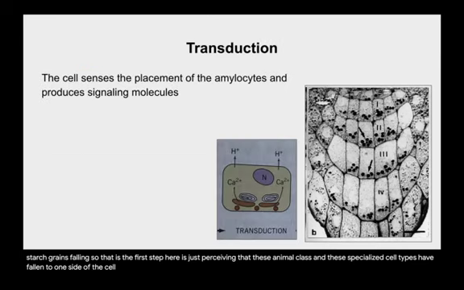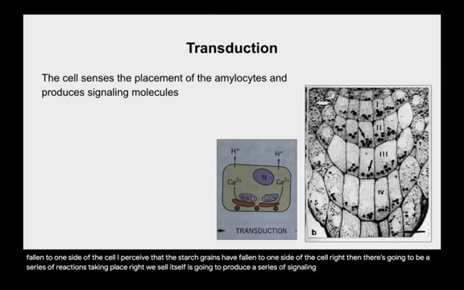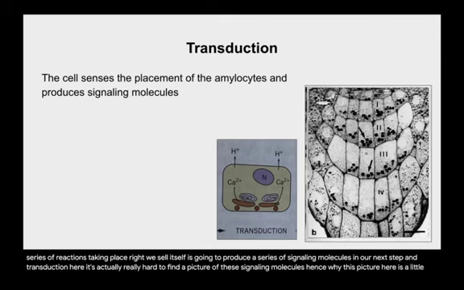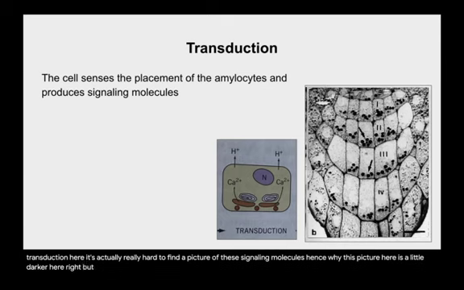Once they perceive that these starch grains have fallen to one side of the cell, there's going to be a series of reactions taking place. The cell itself is going to produce a series of signaling molecules in our next step, in transduction here. It's actually really hard to find a picture of these signaling molecules, hence why this picture here is a little darker. But in this picture, we can see at the bottom these starch grains that have fallen, and the plant, in response, is producing some signaling molecules that will lead into our next step.